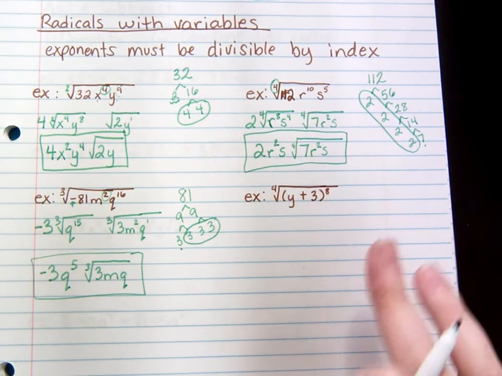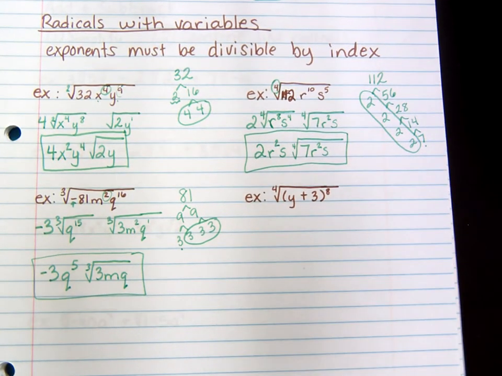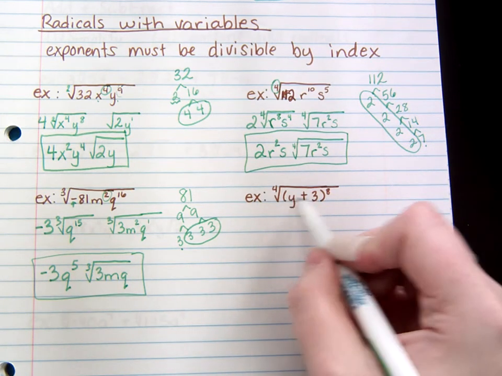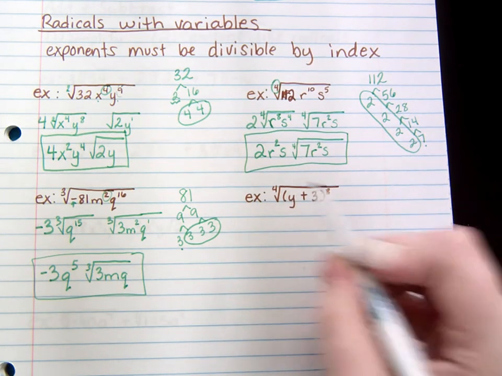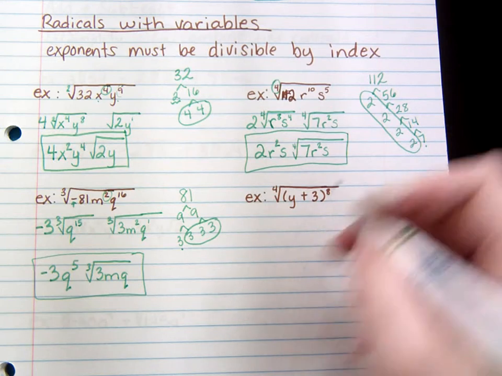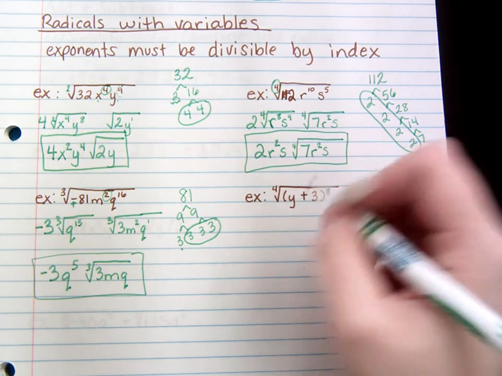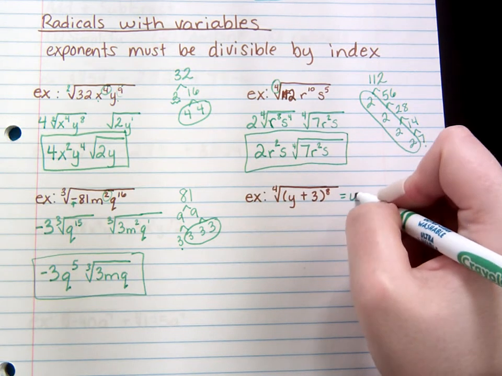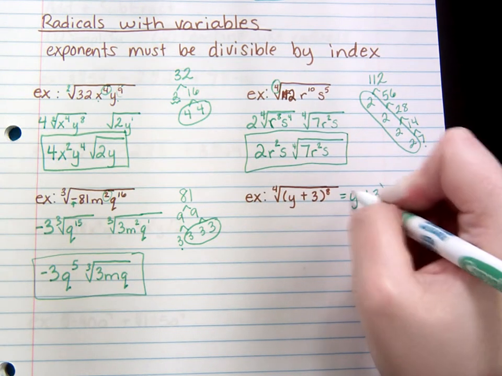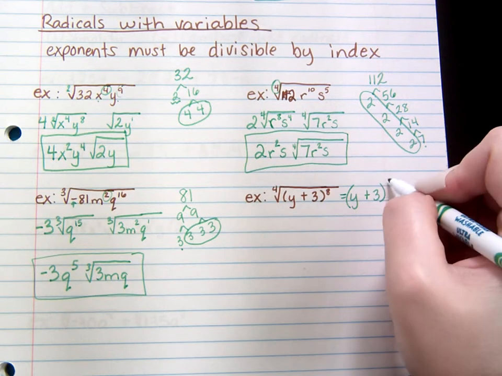Now this next one, we've got the 4th root of a binomial raised to the 8th power. You can treat this, pretend for now that this is just an x. If I had the 4th root of x to the 8th power, I could very easily take the 4th root of that by doing 8 divided by 4 to get 2. That's essentially what you're doing here. You keep that the same. 8 divided by 4 gives me 2.